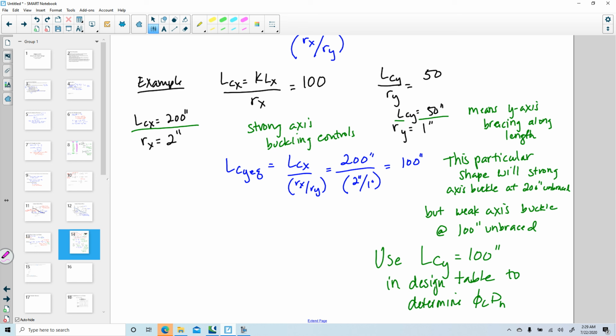Okay? So that is actually all of the spec that we are going to use right now. You can do design examples, which I'll have some worked out, and then we'll do some together. But here is basic compression design for flexural buckling, assuming flexural buckling controls in a doubly symmetric, non-slender cross section. Okay? Let me know if you have questions.